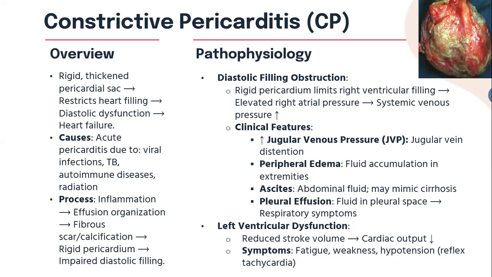So the inability of the left ventricle to fill adequately during diastole due to pericardial constriction actually leads to the reduction in stroke volume. Consequently, this results in decreased cardiac output, which manifests clinically as fatigue, weakness, and hypotension.